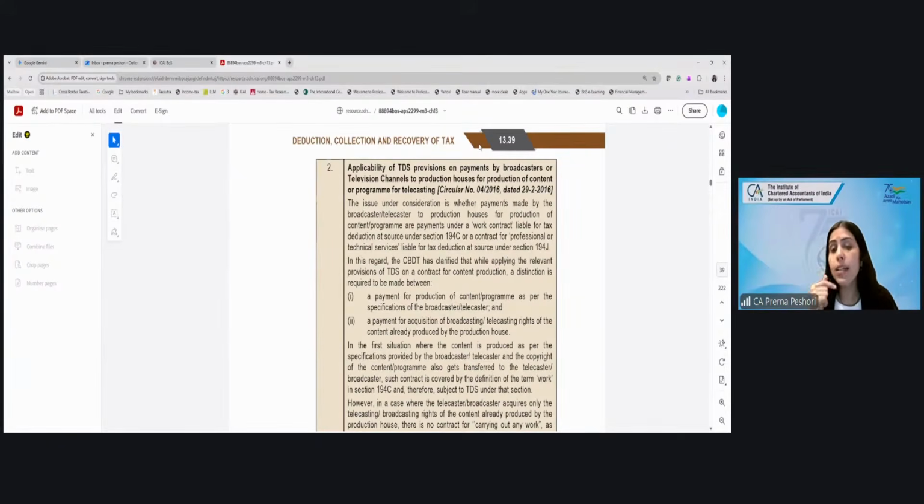However, in case where the broadcaster only gets the broadcasting right of the content, there is no right for carrying out any work, then in that case, it is not subject to 194C.